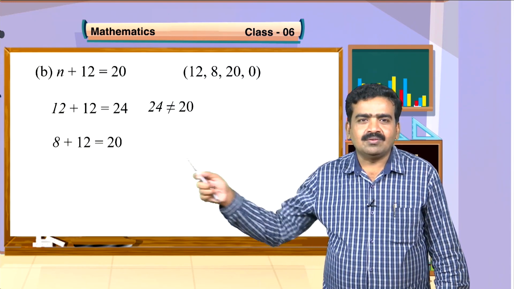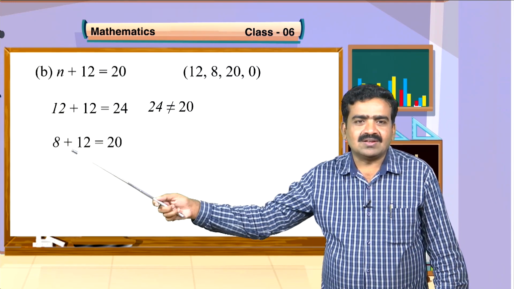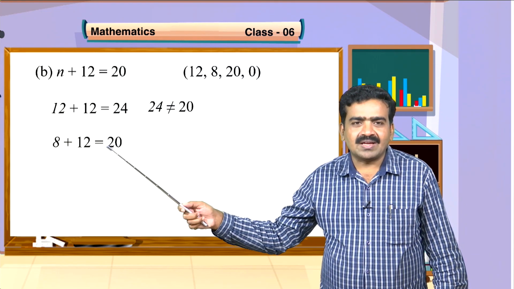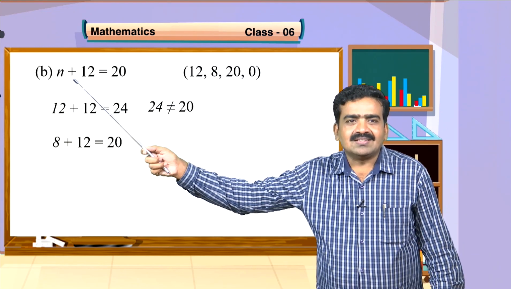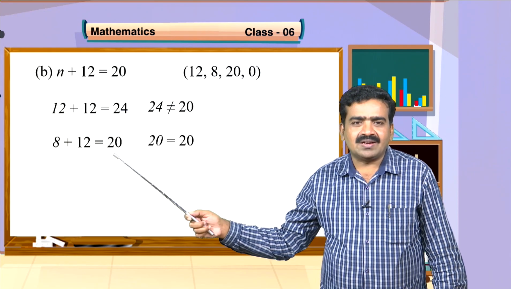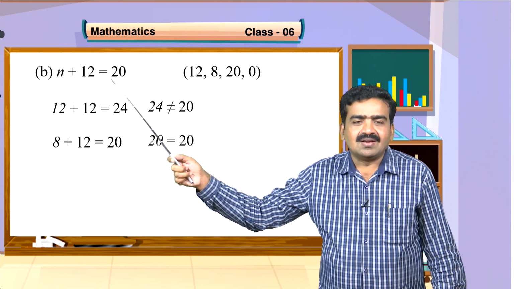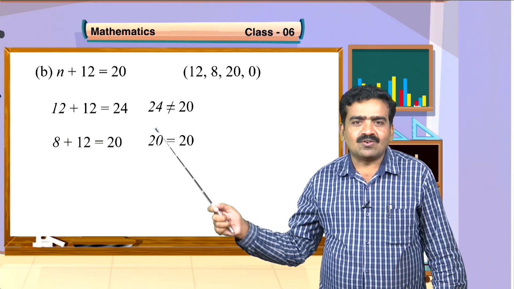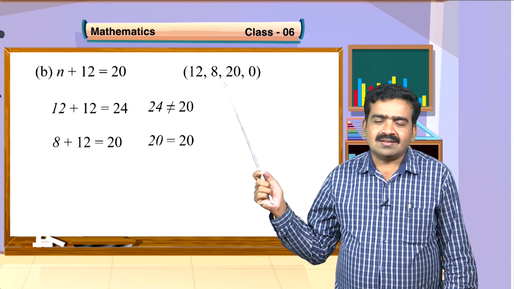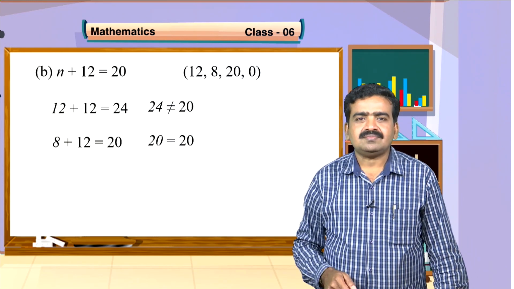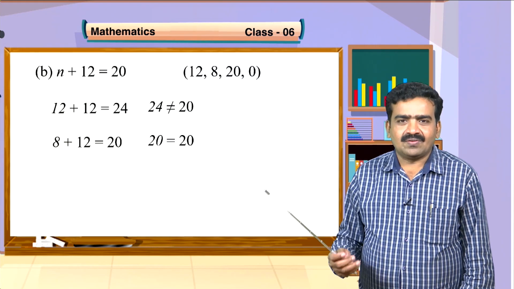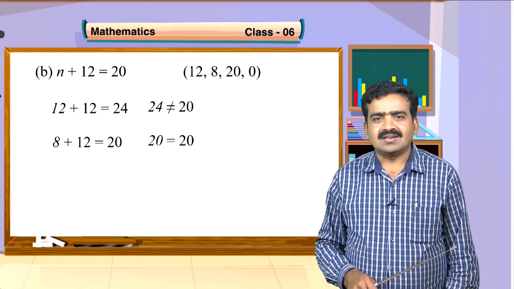Substitute 8 now. 8 plus 12 is equal to 20. We are substituting 8 for the LHS. Therefore, 8 plus 12 is equal to 20. LHS has become 20. There is a 20 in the RHS. Therefore, 20 is equal to 20. Then 8 satisfies the equation. Therefore, it will be the solution for the equation.